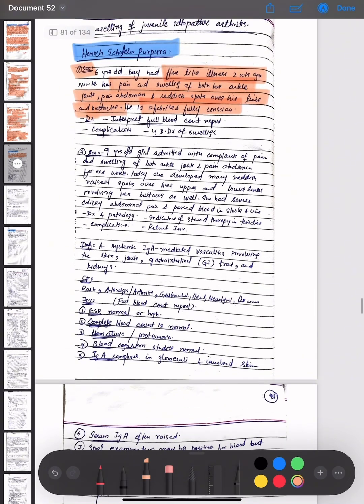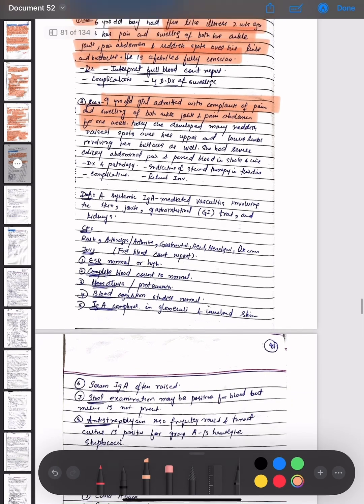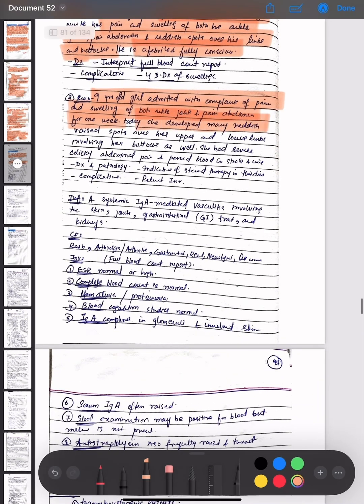And the scenario is that there is a 9-year-old girl admitted with the complaints of pain and swelling of both ankle joints and abdominal pain for 1 week. Today, she developed many reddish raised spots over her upper and lower limbs involving her buttocks as well. She had severe colicky abdominal pain and passed blood in stools and urine.